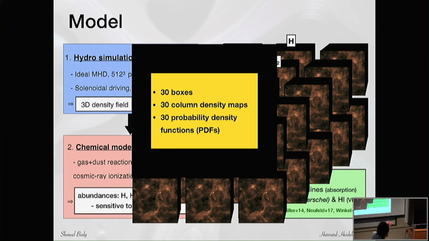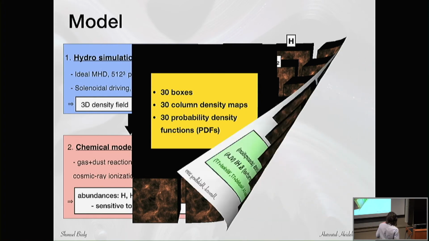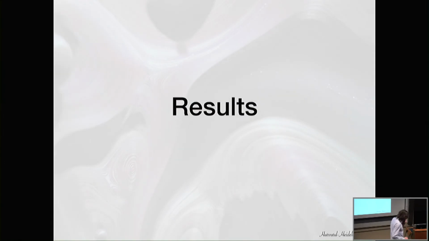So we have 30 column density maps, which we can then translate to probability distribution functions, PDFs, and compare this with the observations. So that's the plan. Okay, so let's see some results.